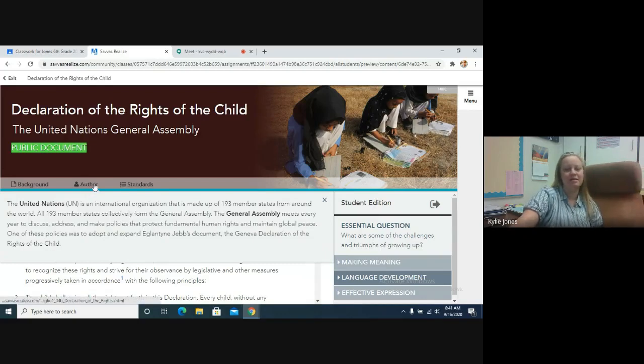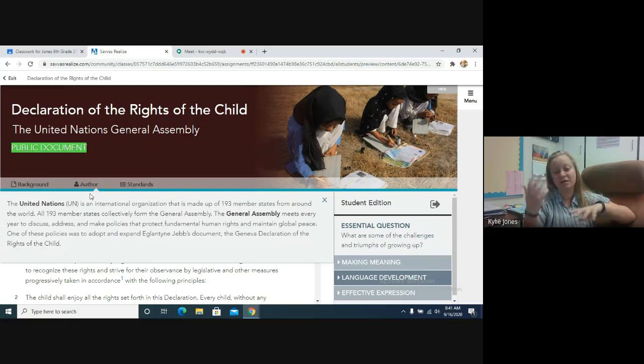But yeah, let's look at the author part of this. The United Nations, so the UN, this is still a thing now, is an international organization that's made up of 193 member states from around the world. So 193 countries send people to this United Nations conference to basically discuss world politics versus just country-based politics. So all 193 member states collectively form the General Assembly.